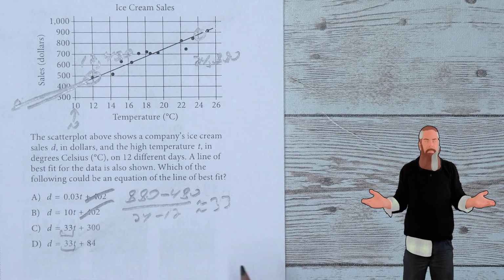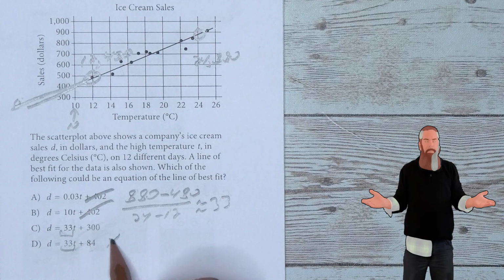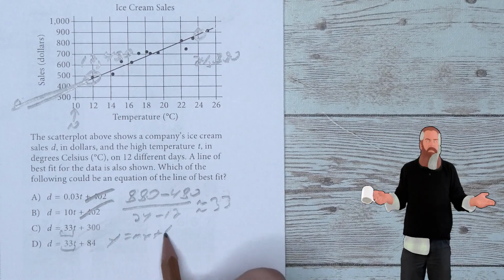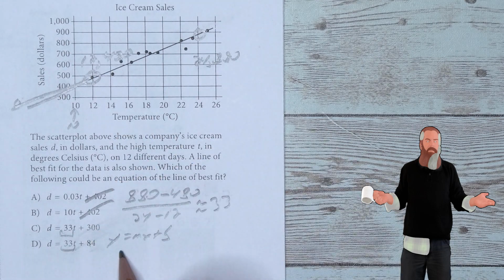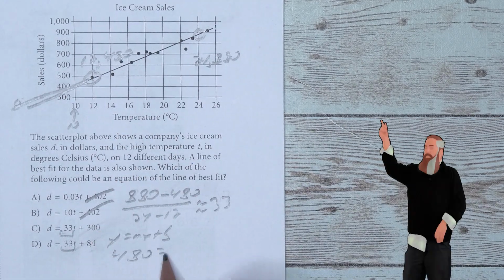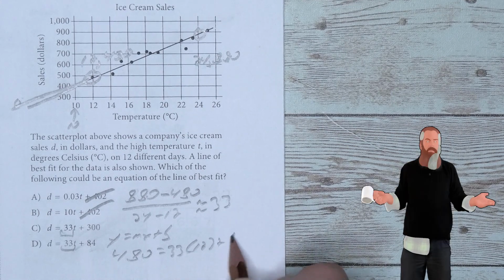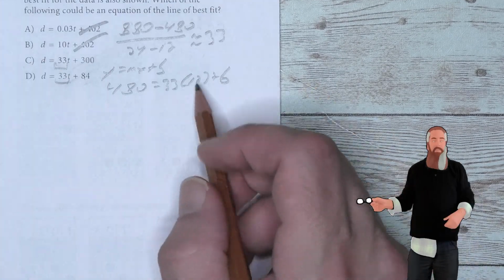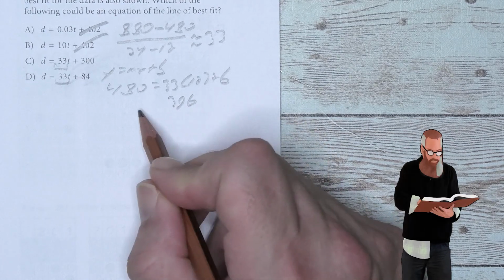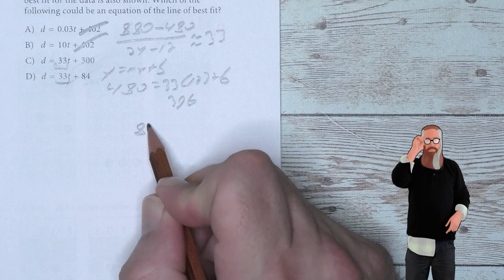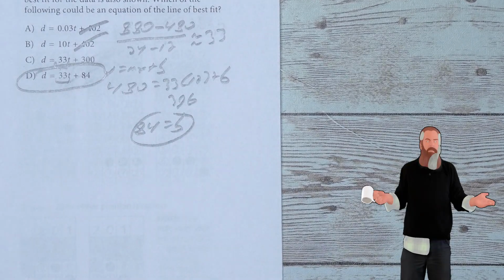Isn't that awfully nice? Let's go ahead and find out what happens at one of these points. Let's use y is mx plus b. And let's use this point 12, 480. This would mean that 480 would be equal to 33 times 12 plus b. So 33 times 12 would give me 396. Subtract it from both sides, I would get 84 is equal to b, which means that D is the answer.